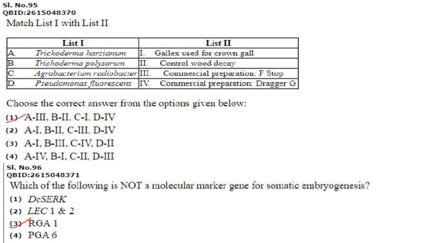So next question. Match list 1 with list 2. Trichoderma harzianum is a commercial preparation, Ecofit, A3. Trichoderma polysporum is for control of wood decay. Agrobacterium radiobacter, Galex, is used for crown gall, and Pseudomonas fluorescens is the commercial preparation Dragon G. So the answer here is option 1: A3, B2, C1, D4.